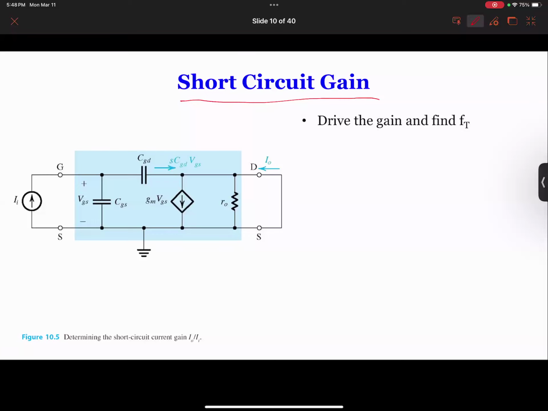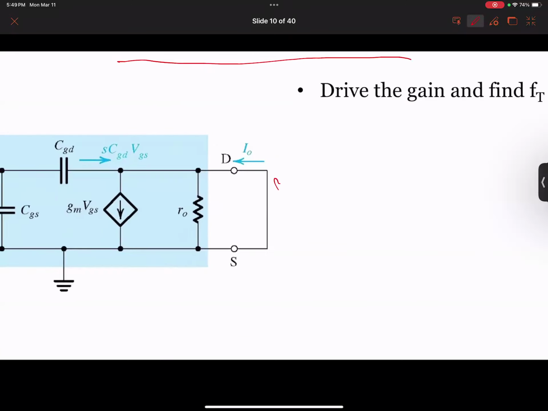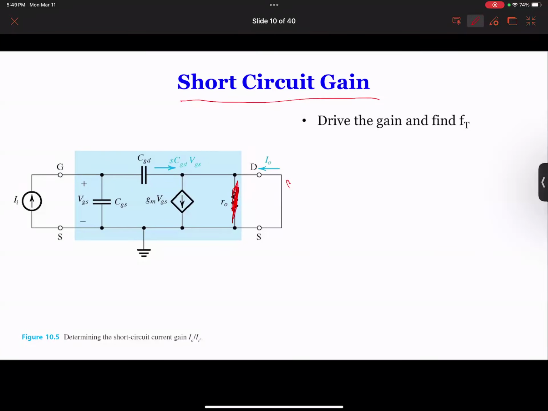So if you short the circuit, what happens? If we short circuit, is there any current through RO? No. Okay. So basically, short circuit, right? Short circuit. Okay. So if this is a ground, so this is 0 volts. So tell me, what is the voltage over here?